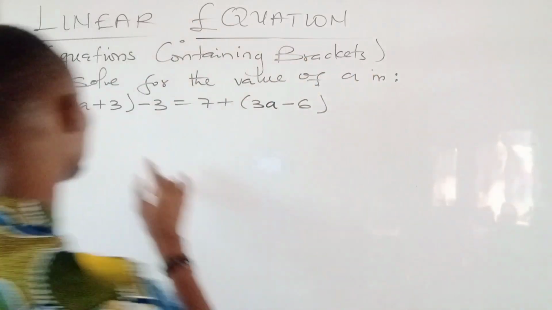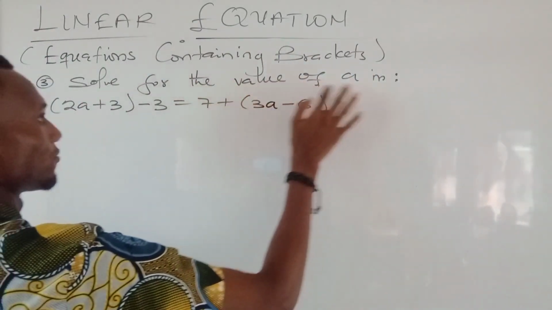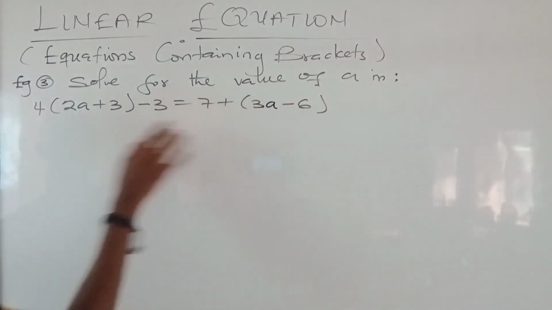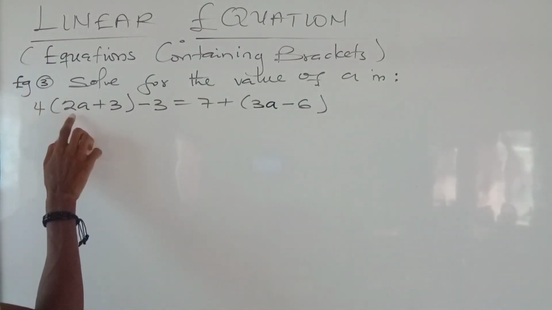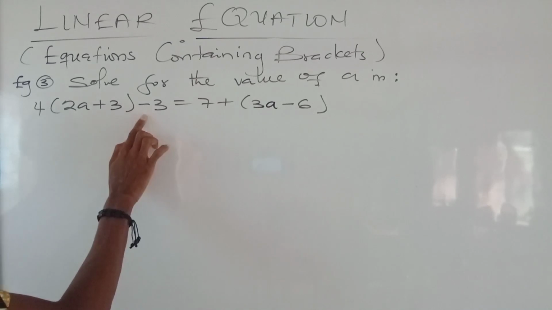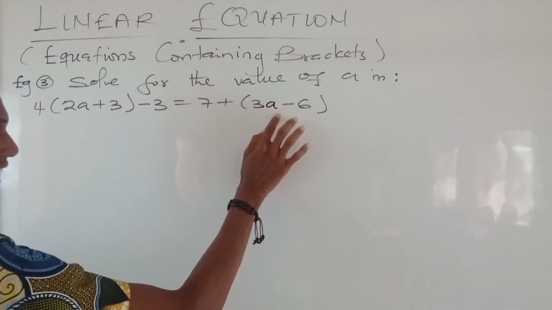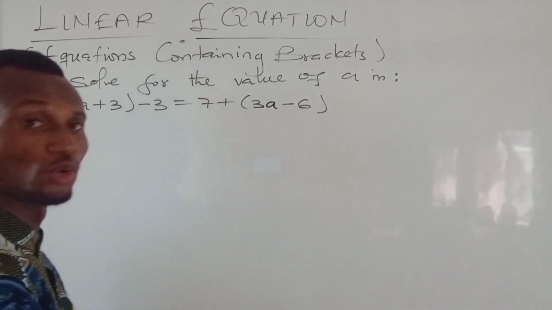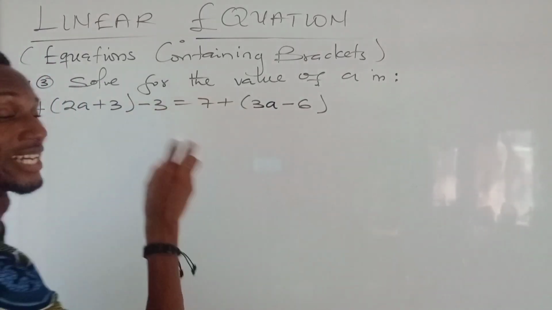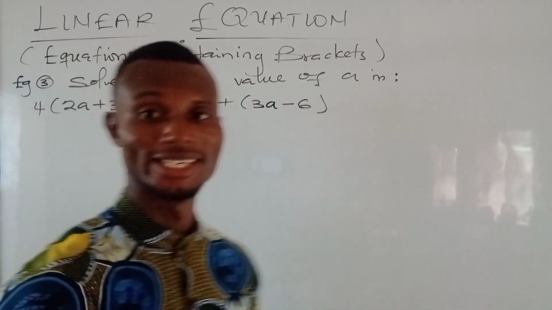Example 3 says, solve for the value of a in this. So I have 4 into brackets 2a plus 3, minus 3, equals 7 plus into brackets 3a minus 6. So we are solving for the value of a in this equation.